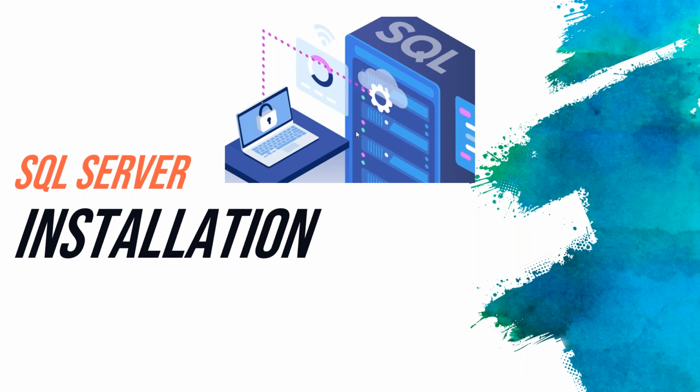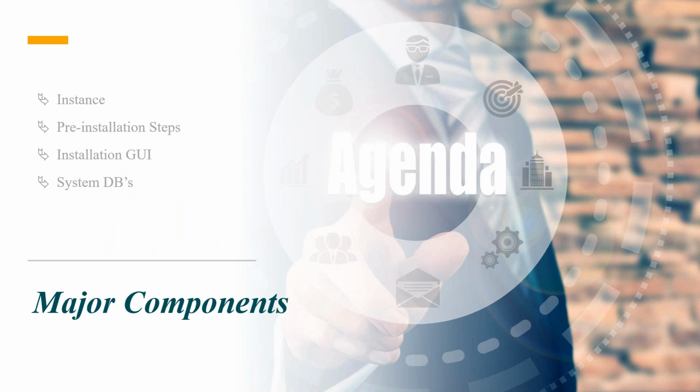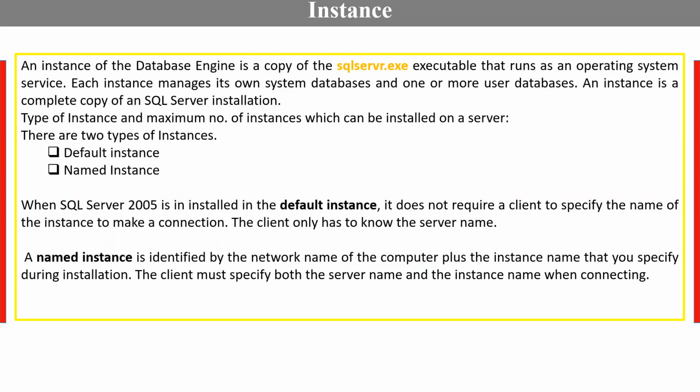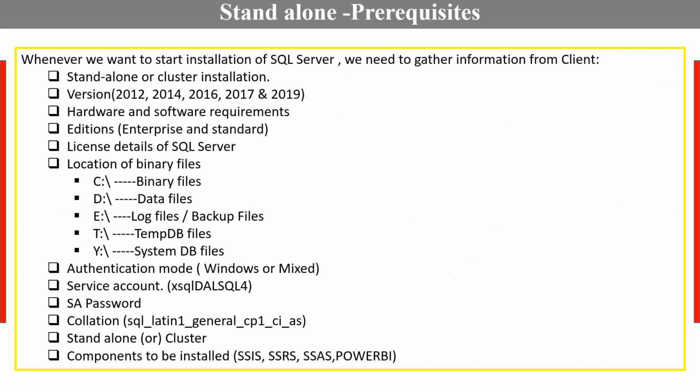So, as part of yesterday we discussed a lot about the pre-installation steps. Before we start the sequence of our installation, what do we need to take care of: what the instance is, how many instances are available, how many instances we can create in one server. That is what we discussed, and a couple of very important concepts like version, edition, location of binary files, authentication mode, especially service accounts and passwords. Collation is nothing but language, sir. And what are the components we need to install?